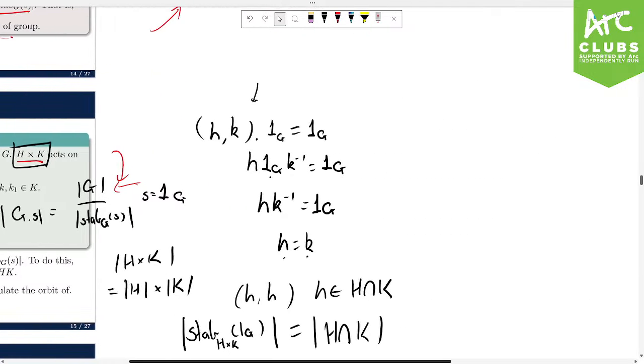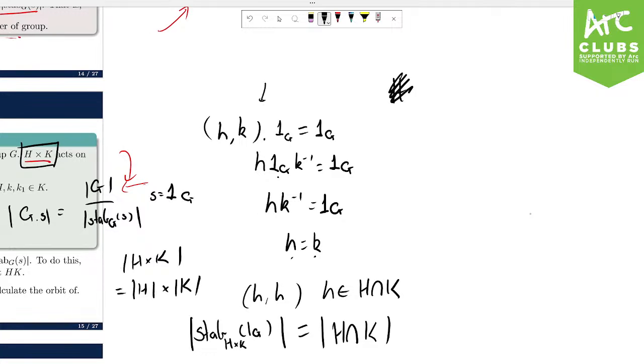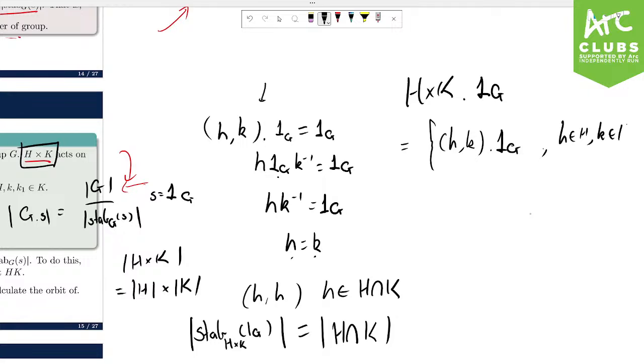If I scroll even further right here, the orbit, so how do I write this out, (H × K)·1_G, the orbit of the identity, is equal to h 1_G k inverse for all h in H and k in K. We can just ignore the right-hand side here and focus on the left-hand side part, because it saves us working out. So this will be h k inverse for all h in H and k in K.